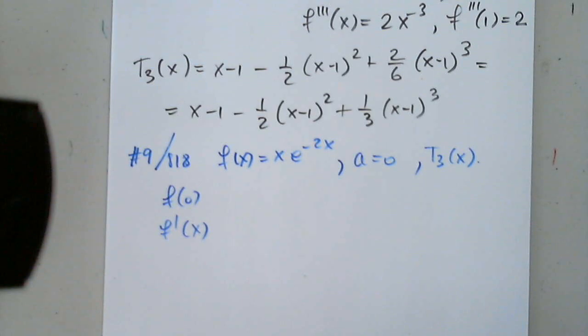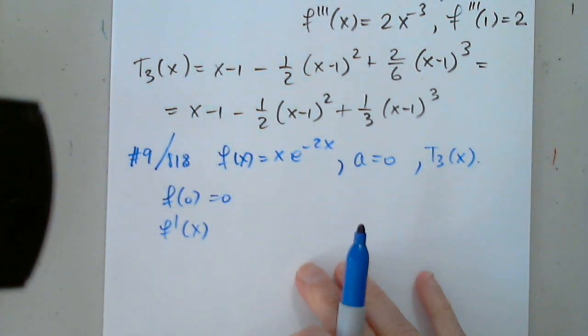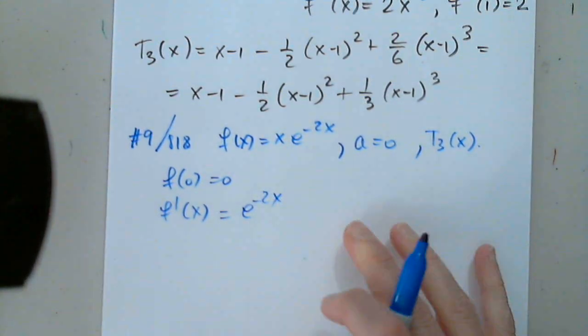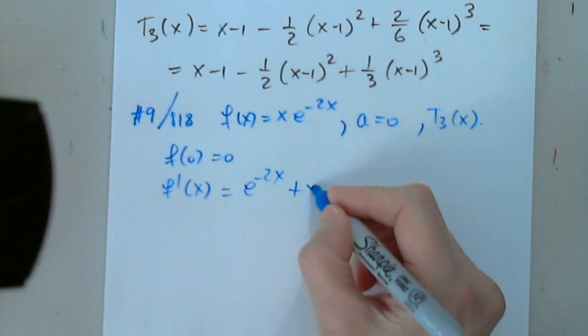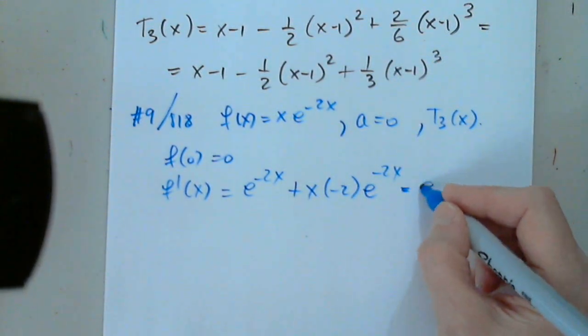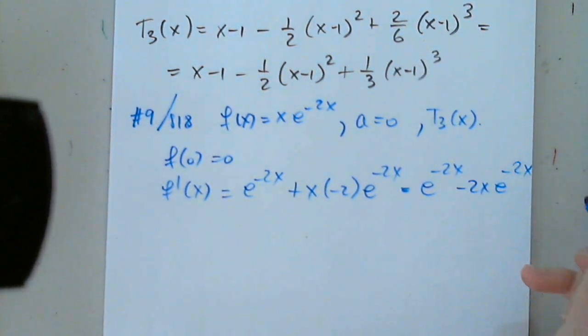So let's start by finding the derivative. f of 0 is 0, clear, 0 times 1. So let's find f prime of x: e to -2x plus x times -2 e to -2x, which simplifies to e to -2x minus 2x e to -2x.